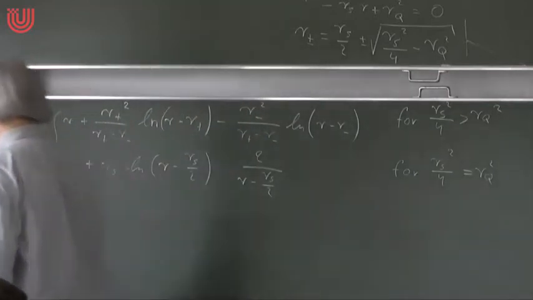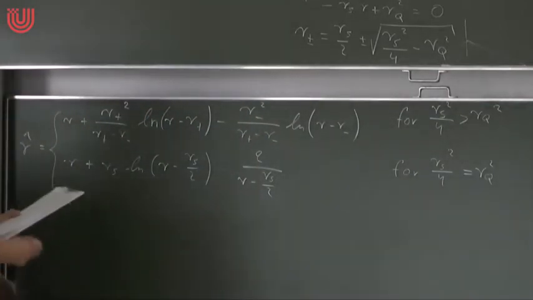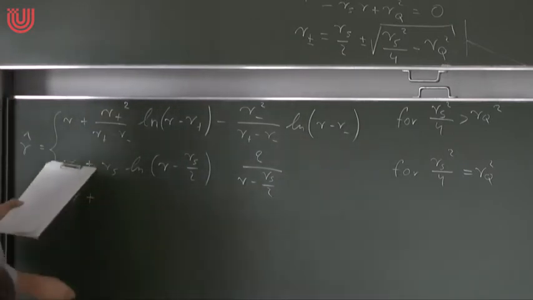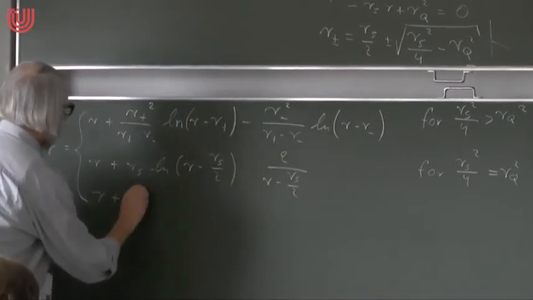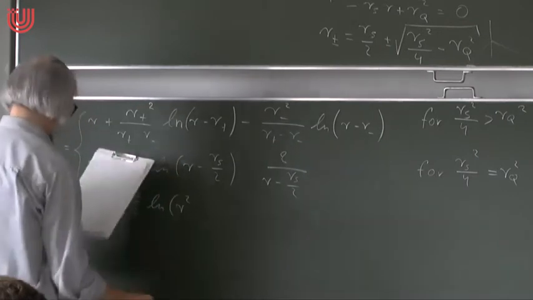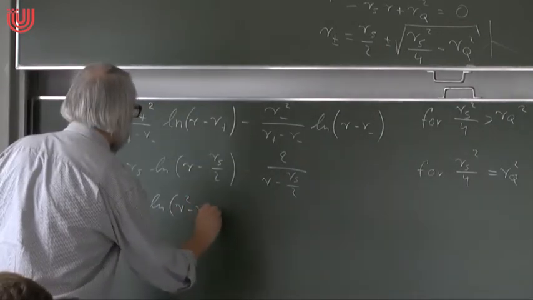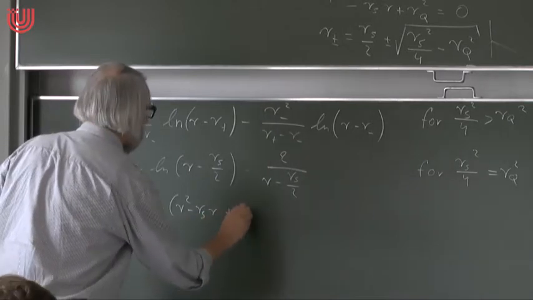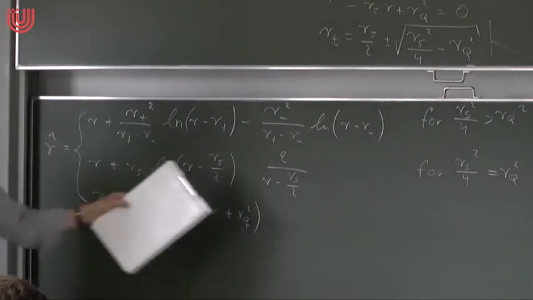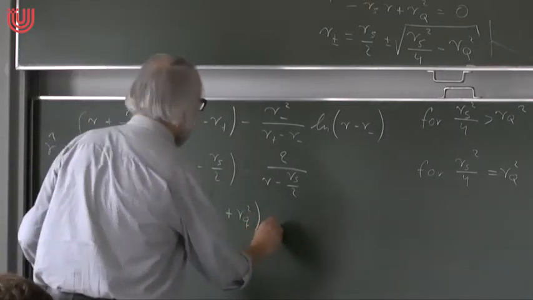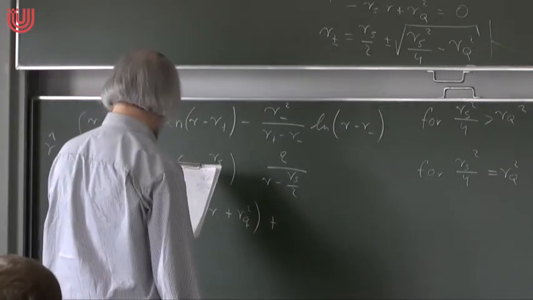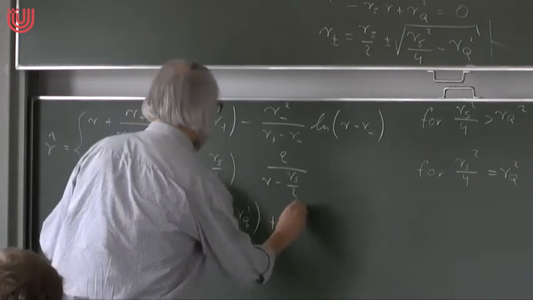I'm writing with my fingers. And the last one, this is for the naked singularity case. Then I have R plus R_S over 2 times the logarithm of R squared minus R_S R plus R_Q squared, which in this case is positive everywhere when I have no horizon. So it's meaningful to write it under the log function, right? You must have something under the log which is not negative.